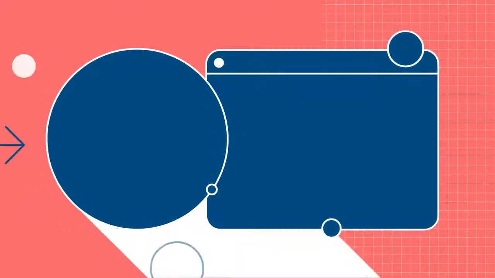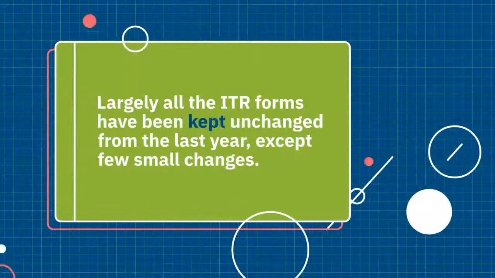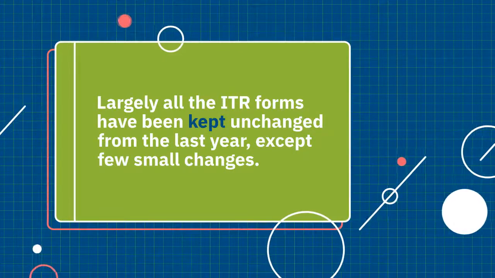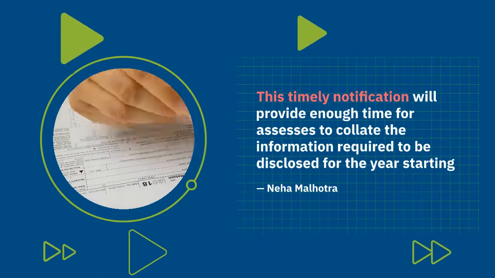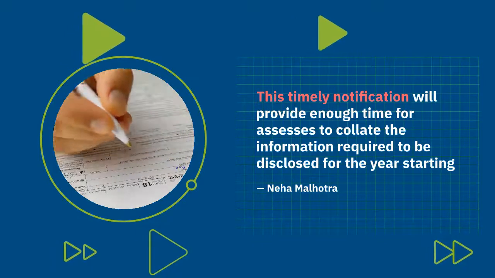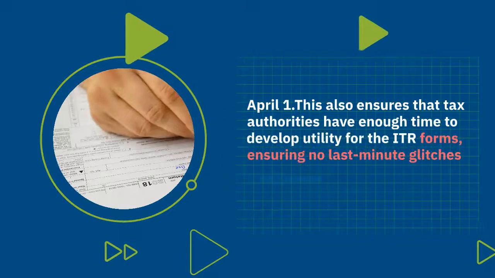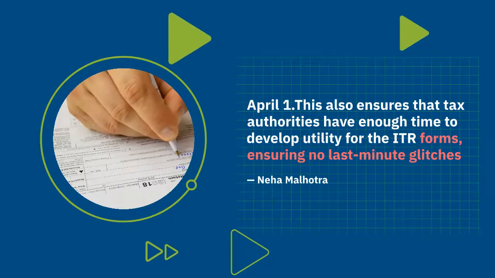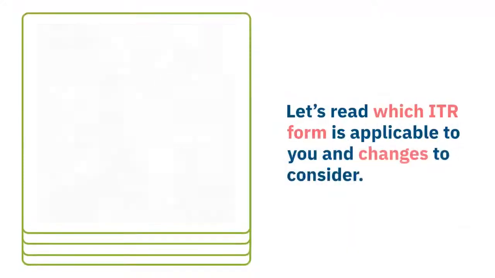CBDT has so far notified the new ITR forms, from ITR Form 1 to ITR Form 6. Largely all the ITR forms have been kept unchanged from last year, except a few small changes. This timely notification will provide enough time for assessees to collate the information required to be disclosed for the year starting April 1. This also ensures that tax authorities have enough time to develop utility for the ITR forms, ensuring no last-minute glitches, said Neha Malhotra, Director, Nangia Andersen LLP.